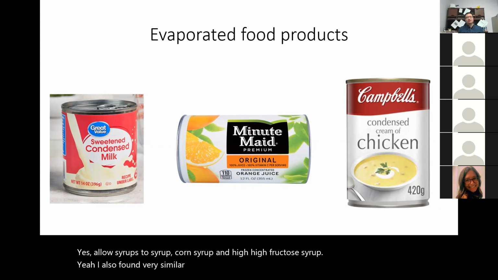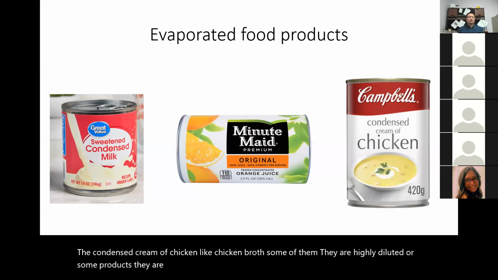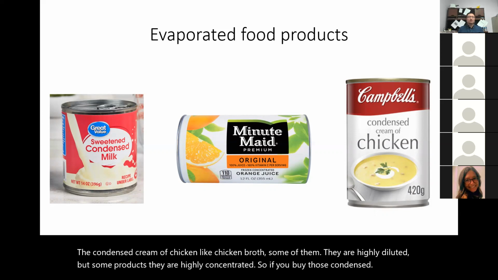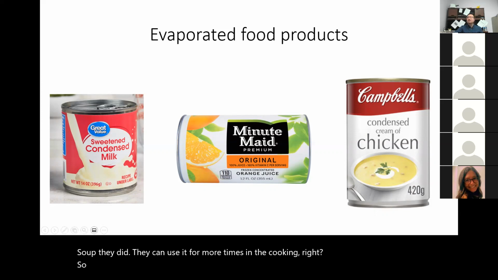One thing quite special is the condensed cream of chicken, like a chicken broth. Some of them are highly diluted, but some products are highly concentrated. So if you buy those condensed soups, you can use them more times in the cooking, right? So those are just representative products that we see. So it's quite a lot, but maybe not as many as the dehydrated products.